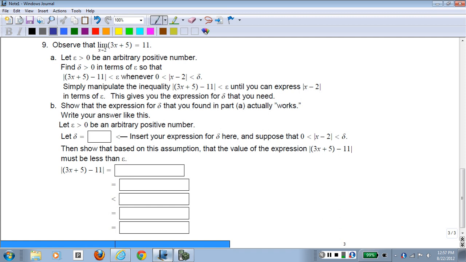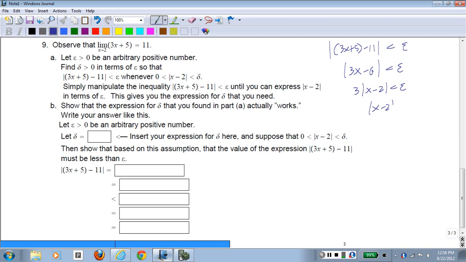Now find delta in terms of epsilon so that this is going to happen. What's a good bet for the value of delta in terms of epsilon? We need to go through the process. We would say something like this, and something like 3x minus 6. Absolute value of that is less than epsilon. And then factor out the 3. We can do it since 3 is positive.